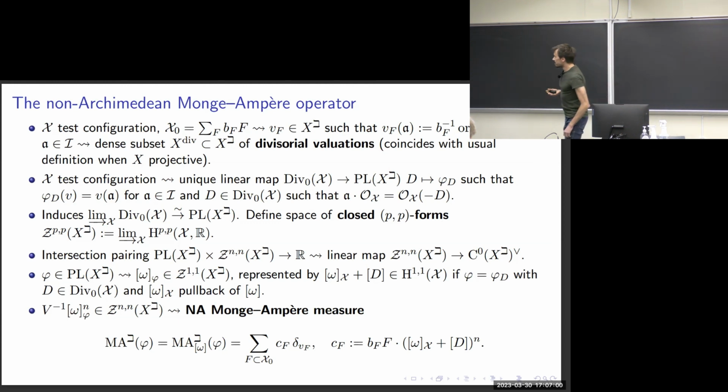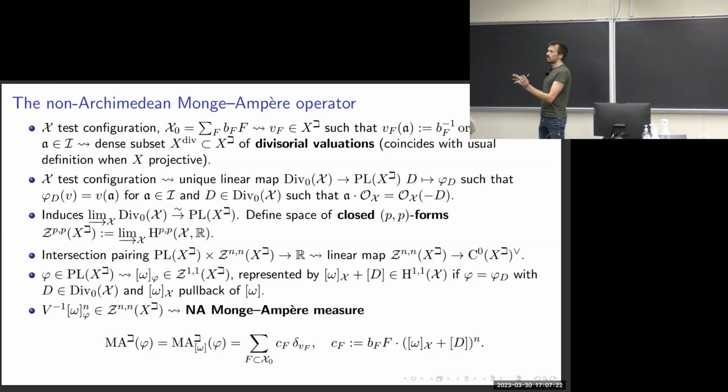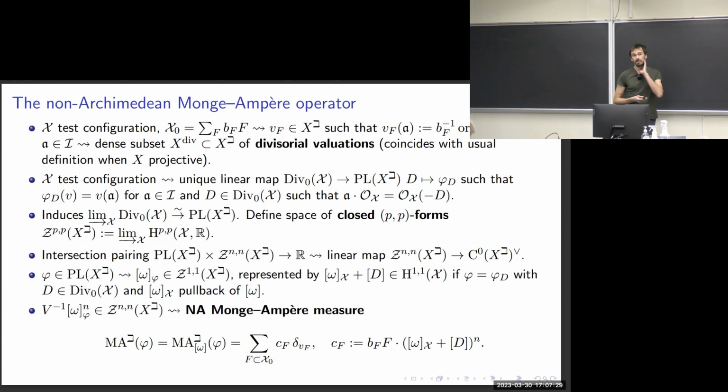Test configurations, you can also think of them as projective birational morphisms, equivariant ones over X times P1, and then the order is domination. So you have two such birational models, when there's a natural birational map between the two, and if it's a morphism, then you say that one dominates the other. And by the graph, you can find a third one that dominates two. So it's an inductive set, and you can take limits.